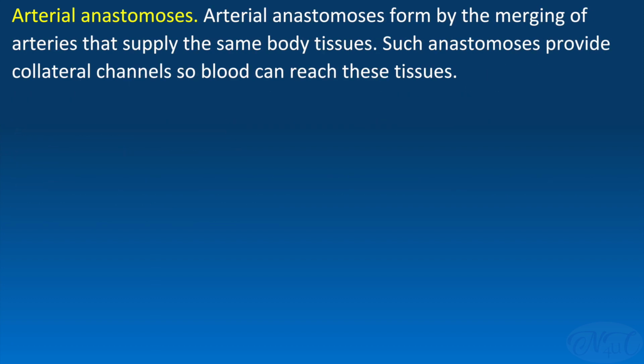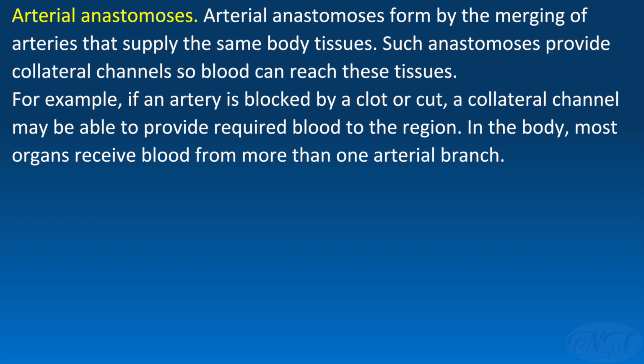Arterial anastomosis forms by the merging of arteries that supply the same body tissues. Such anastomosis provide collateral channels so that blood can reach these tissues. For example, if an artery is blocked by a clot or cut, a collateral channel may be able to provide required blood to the region. In the body, most organs receive blood from more than one arterial branch.